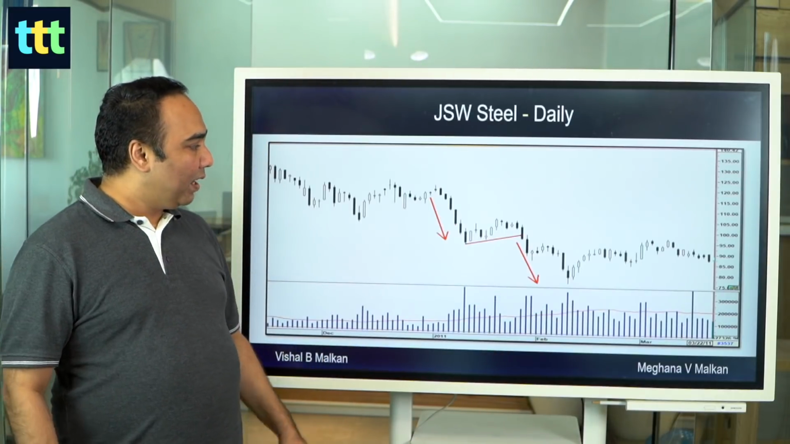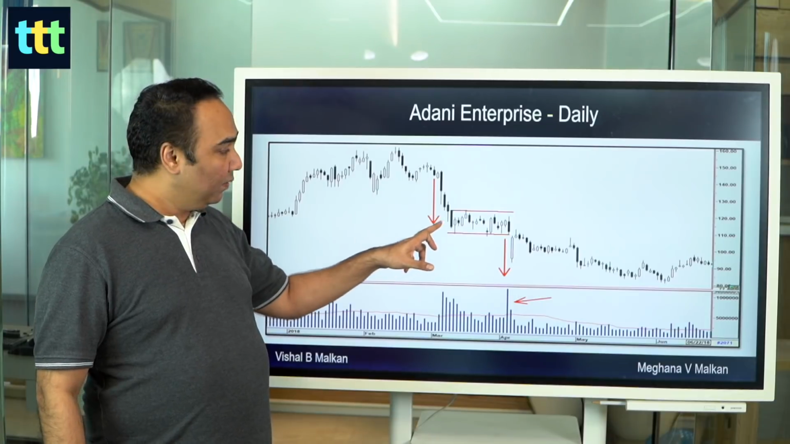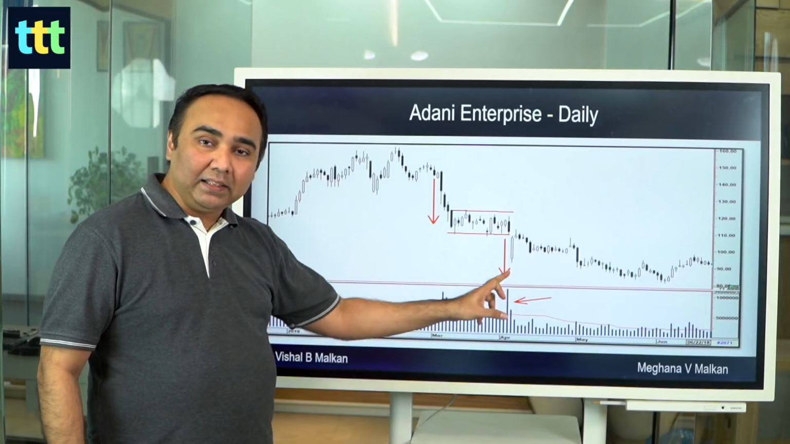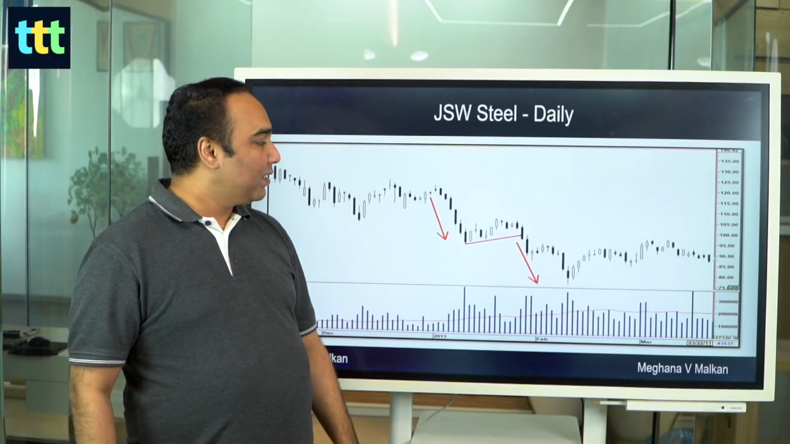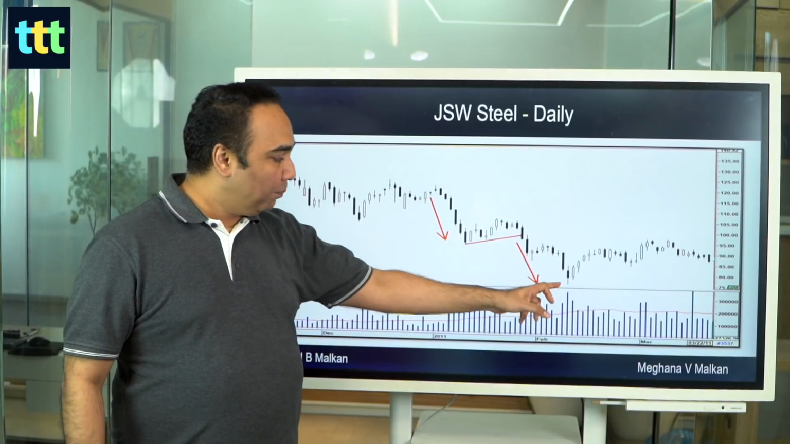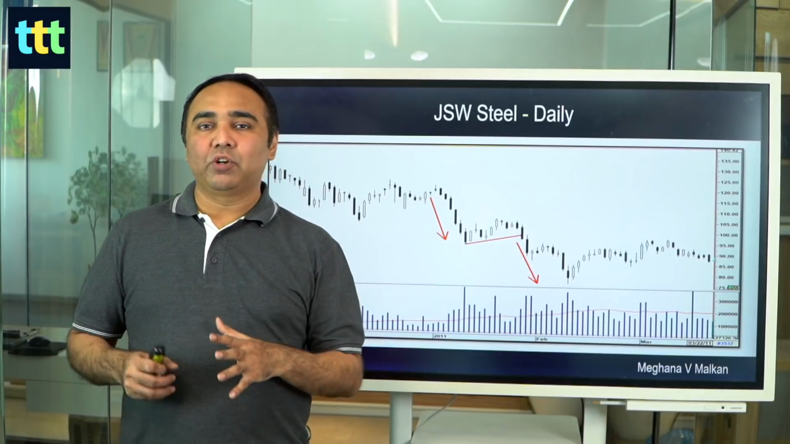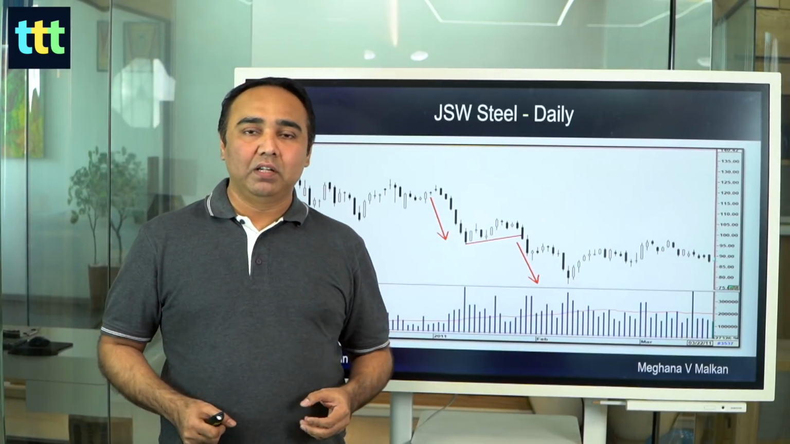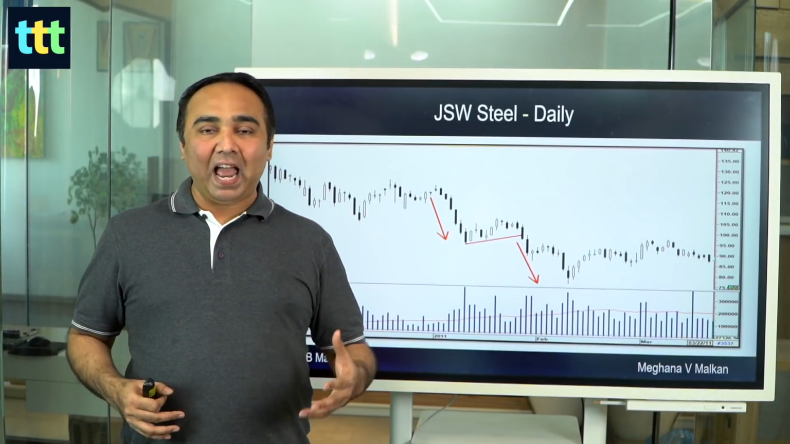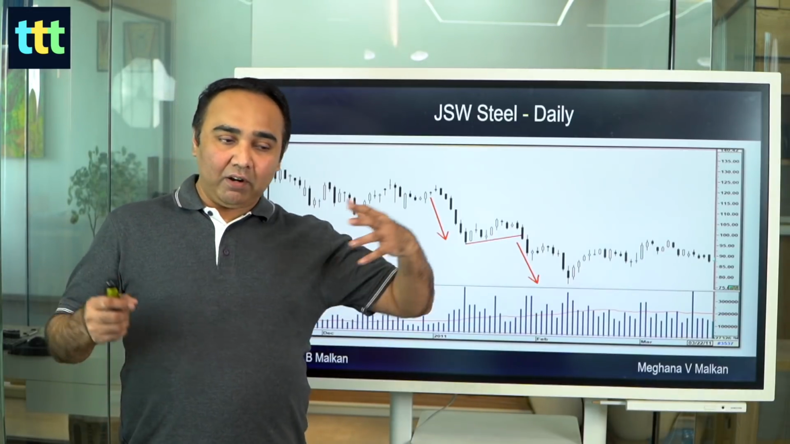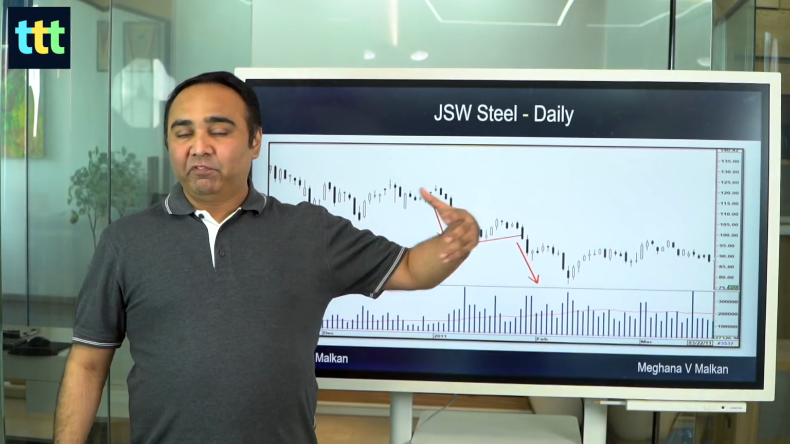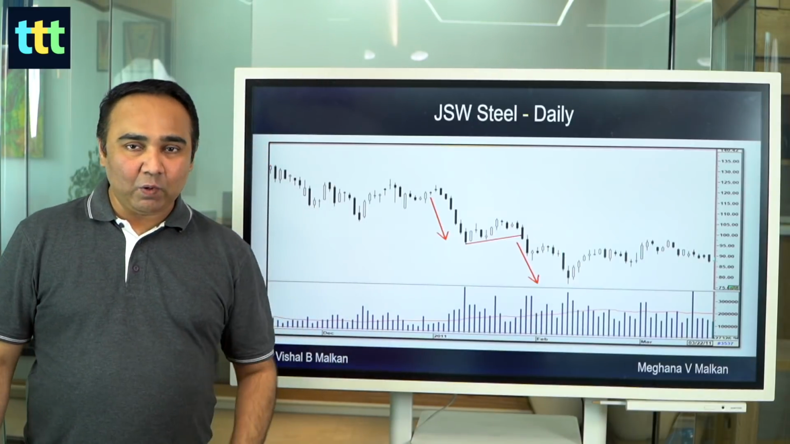Then let's look at this one, which looks like pole, flag, pole, and look at the U-shaped volume. This is perfectly fitting into the pattern. Pole, flag, pole, volumes are distributed. These are some of the examples you can see in the flag pattern. It's a very powerful short-term trading pattern, very powerful on intraday and daily, 5-minute and 15-minute charts, rarely on weekly.